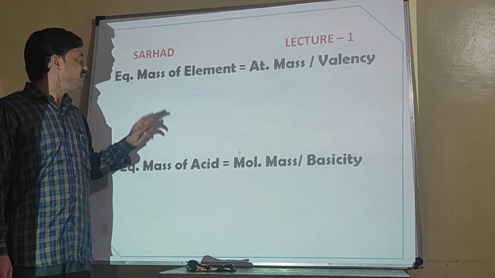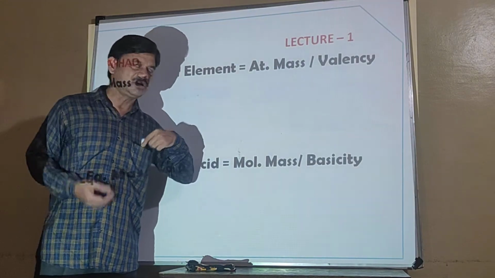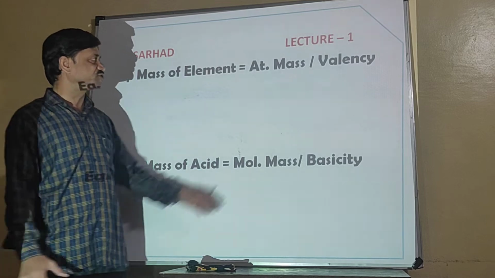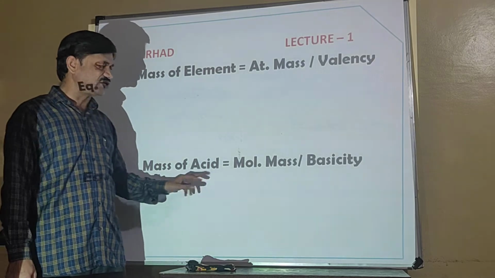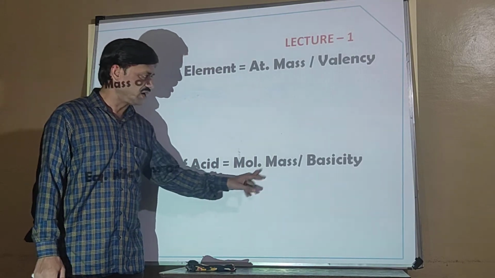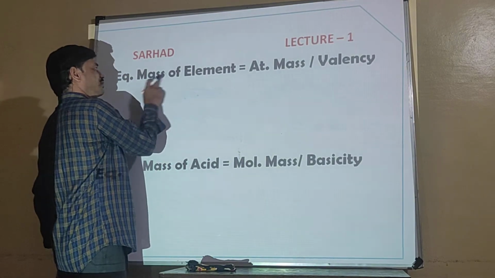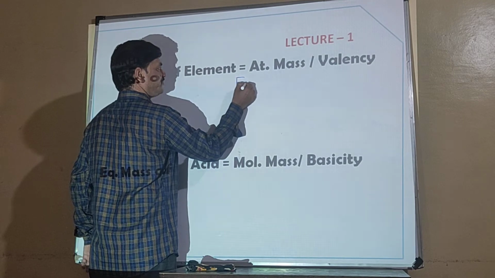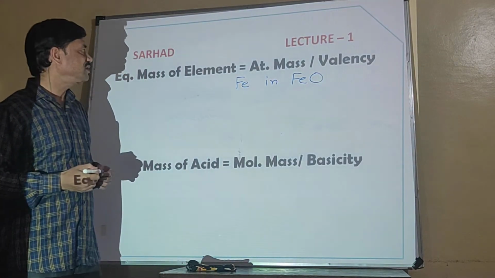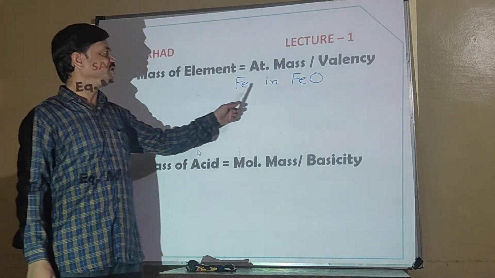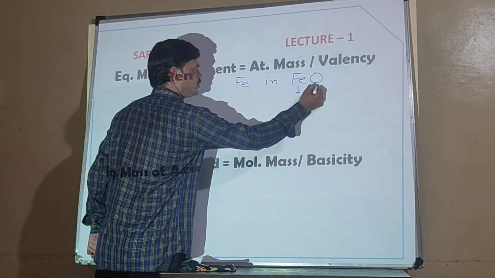What is the formula? Whenever we are dealing with equivalent mass of element, what is the relation? Atomic mass upon valency. That's why we already discussed the term valency. What about the second species, equivalent mass of acid? How to calculate? Molecular mass upon basicity. Suppose we take a simple example. You have to find out the equivalent mass of Fe present in FeO. Now first of all you should be familiar with valency. What about this one?